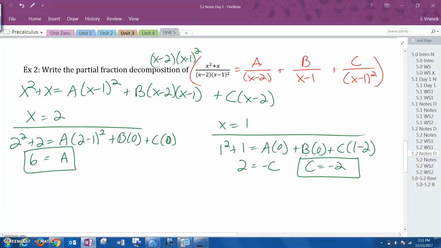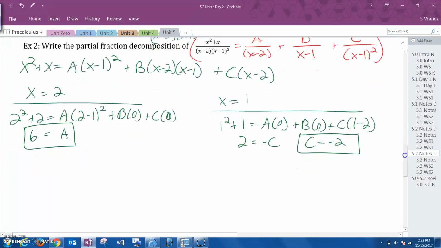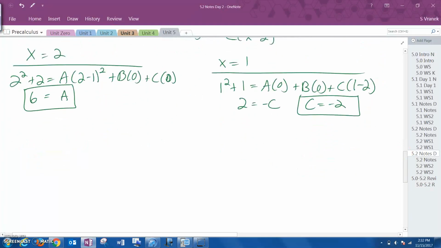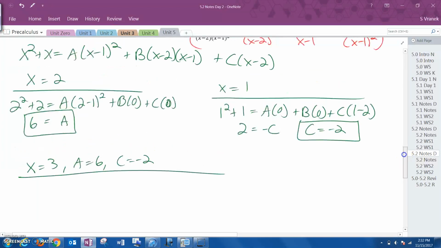Now that I'm armed with a and c, I need to find b. I use a and c and then another x value. I'm going to use x equals 3. It's better to use something that's lower, because it makes the computations a little easier. You can also use x equals 0 if you wanted to. So x equals 3, a equals 6, and c equals -2, just so I know what I'm putting into everything. So now that x is 3, I get 3 squared plus 3 equals a, which is 6, times 3 minus 1 quantity squared, plus b we don't know, times 3 minus 2 and 3 minus 1, plus c is -2 times 3 minus 2.